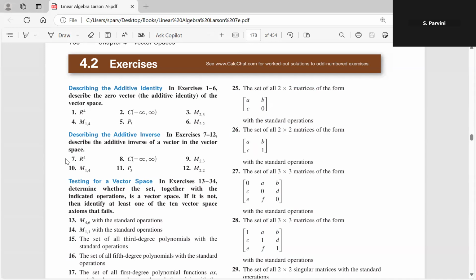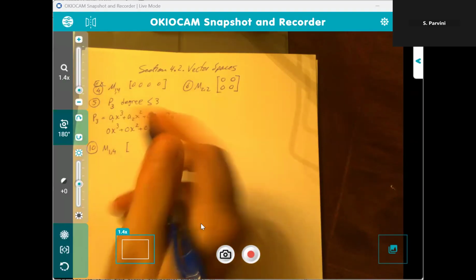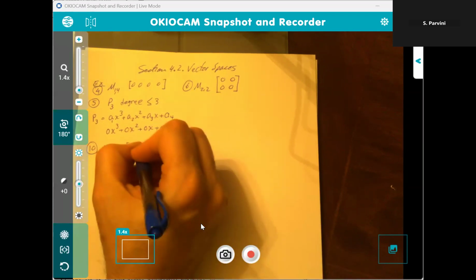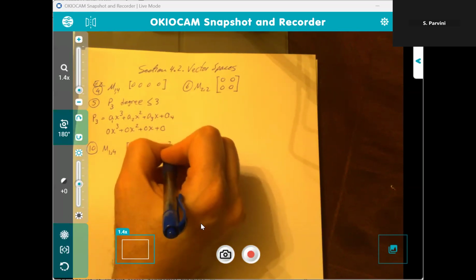So what does the additive inverse for number 10 look like? The set of all matrices that have 1 row, 4 columns. M1, 4. So let me switch to my notepad. And the set of 1 by 4 matrices. So the general form, we're out of 0, by the way. So let's say this is a scalar, first, second, third component, right?